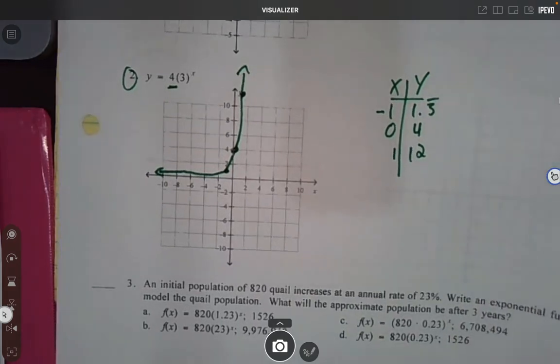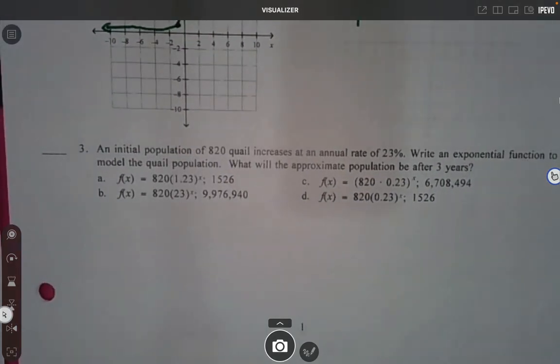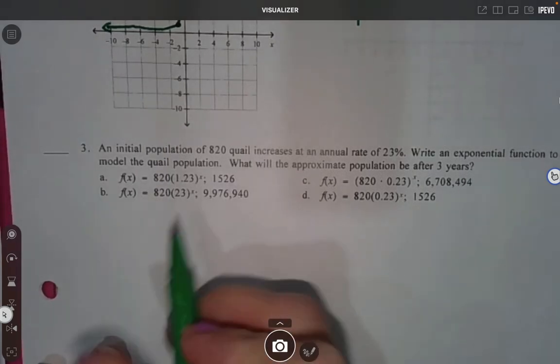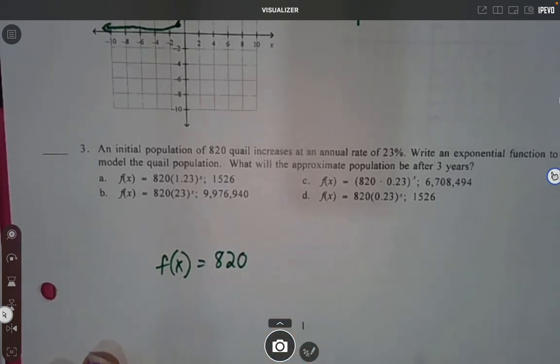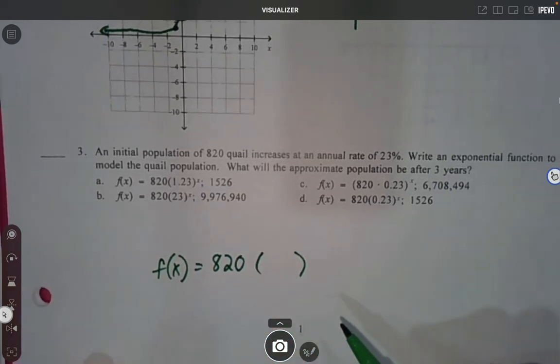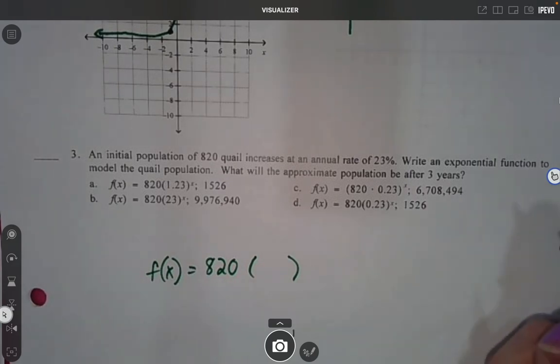All right. On this one, your initial amount is what? 820. So I'm going to write the 820. I'll write our answer out here. 820. Now, this percent has to be greater than what number? 1. Okay, it has to be greater than 1. And what number is this? Yeah, it's 1.23. Is that right?